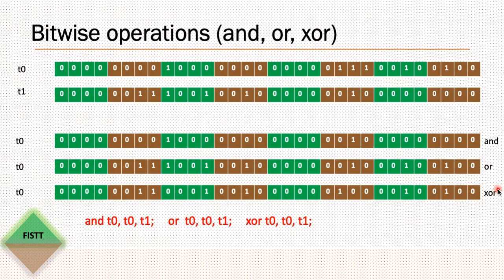And for the exclusive OR bitwise operation, the inputs should be exclusive of each other. So one should be 0 and the other one should be 1. If both are the same, like 0 0 or 1 1, the result is going to be 0.